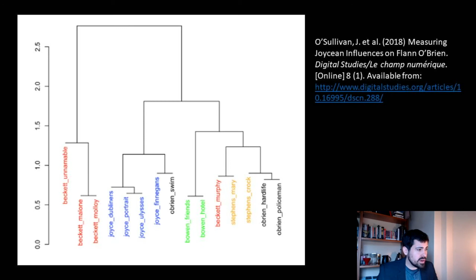So as you can see here, all of the authors have clustered correctly, with the exception of Beckett's novel Murphy, which clusters away from the other Beckett novels in the study, and Flann O'Brien's novel At Swim Two Birds clusters with the work of James Joyce, and not with the other Flann O'Brien novels. His pen name was Flann O'Brien, or Brian O'Nolan. Now, the Beckett anomaly, the Beckett mistake, say, is easily explained.